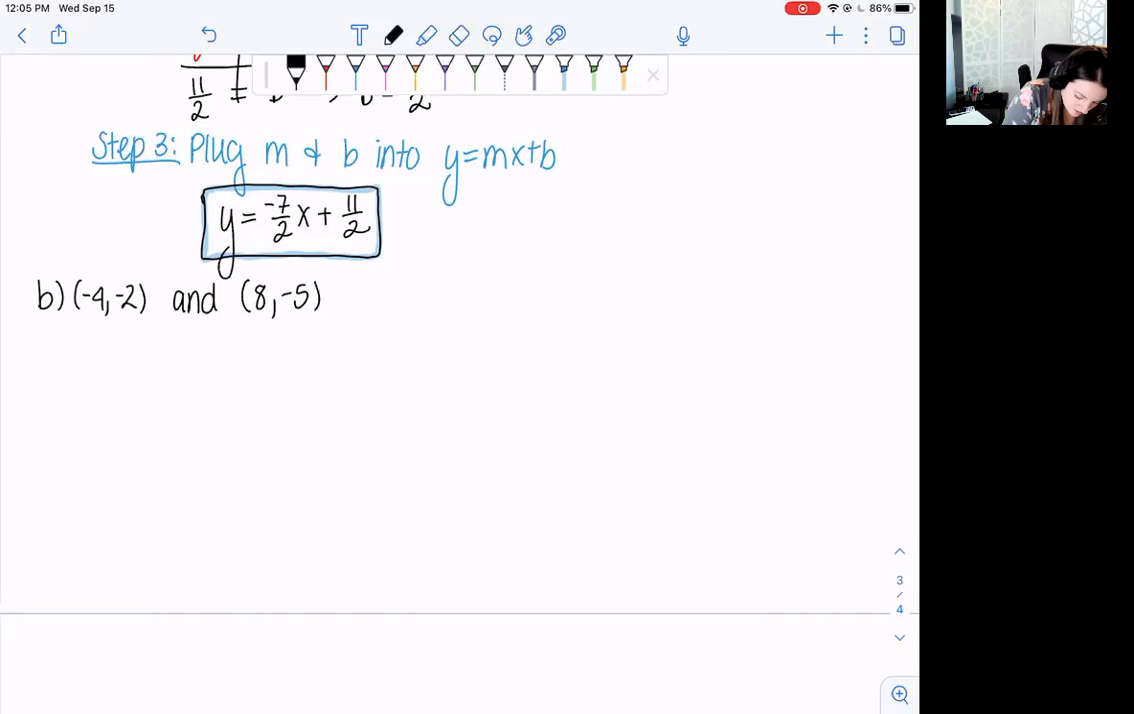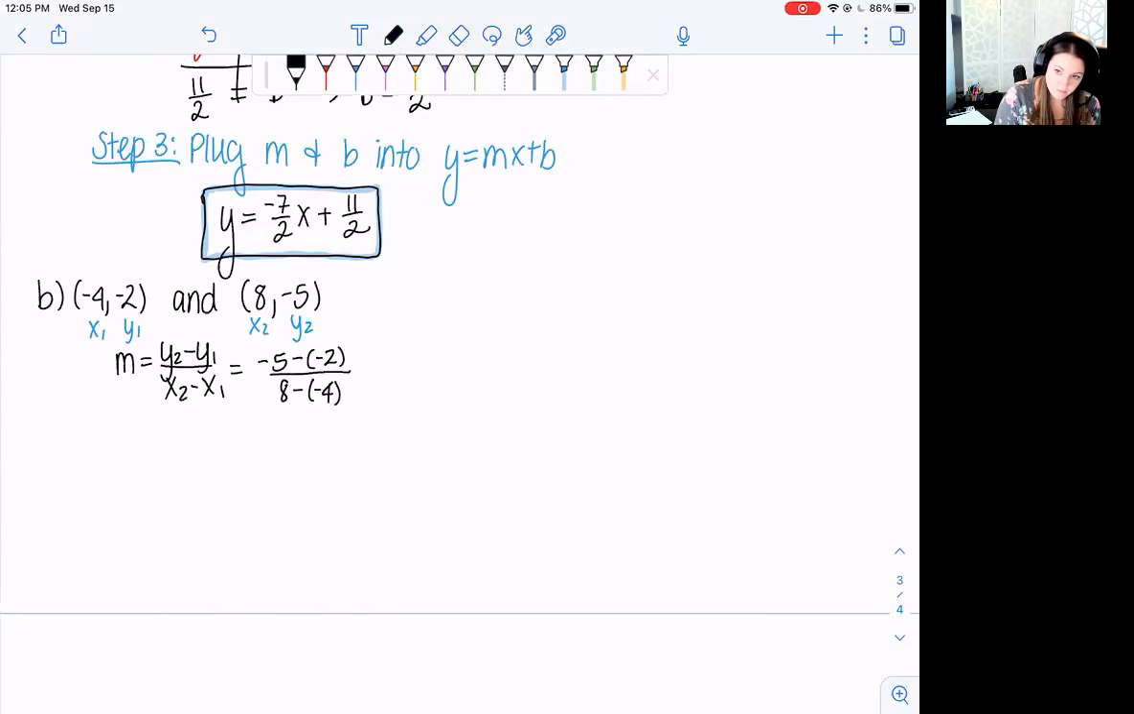working through it. So we're starting with slope, y2 minus y1 over x2 minus x1. x1, y1, x2, y2. So we have -5 minus -2 all over 8 minus -4. So -5 plus 2 is -3. 8 plus 4 is 12. This will simplify down to -1/4. So our slope is -1/4.